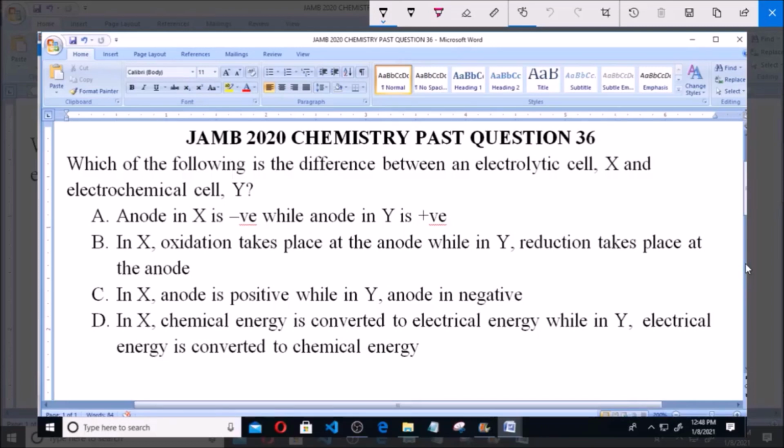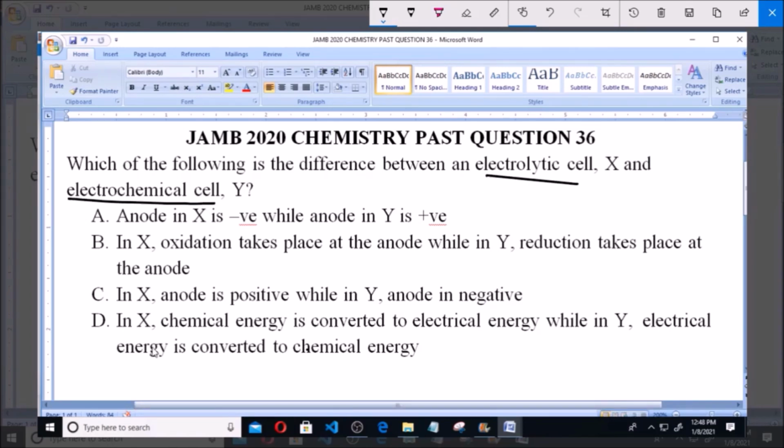Good day and welcome. I'll be answering Jamb 2020 Chemistry Past Question 36. Which of the following is the difference between an electrolytic cell X and electrochemical cell Y? A. Anode in X, which is the electrolytic cell, is negative while anode in Y is positive. B. In X, oxidation takes place at the anode, while in Y, reduction takes place at the anode. C. In X, anode is positive while in Y, anode is negative. And D. In X, chemical energy is converted to electrical energy, while in Y, electrical energy is converted to chemical energy. Now we are asked for the difference between electrolytic cell and an electrochemical cell.